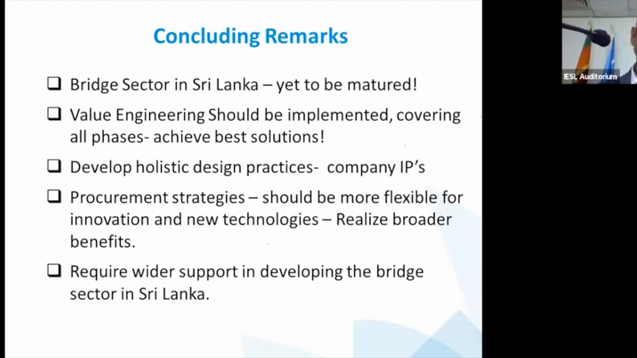I think the last point is that there is a long way to go. I think this sector will blossom here, and we need wider support, not only from a single entity like designers, but architects and all the stakeholders should work hard and get this through. With that note, I conclude my presentation. I hope you enjoyed it, and thank you very much for giving me this opportunity to present. Thank you.